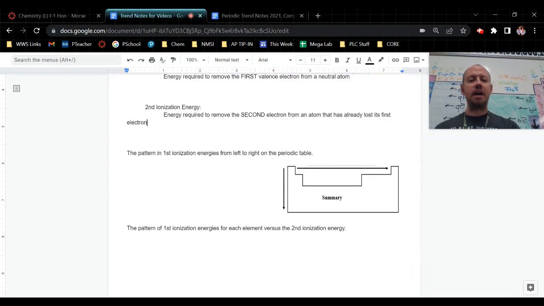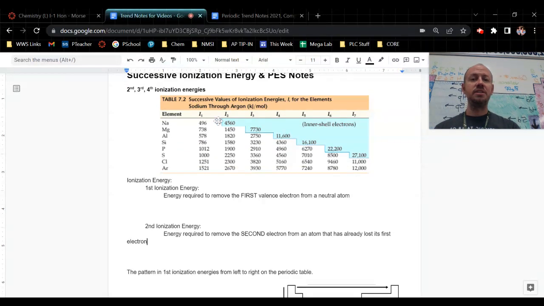But the other pattern we want to see here is first to second. So we defined those. Taking the first electron is 500, 700, 1000, 1500. But all of these are higher. We notice that taking the second electron from any of them is higher than taking the first electron for all of them except for argon.